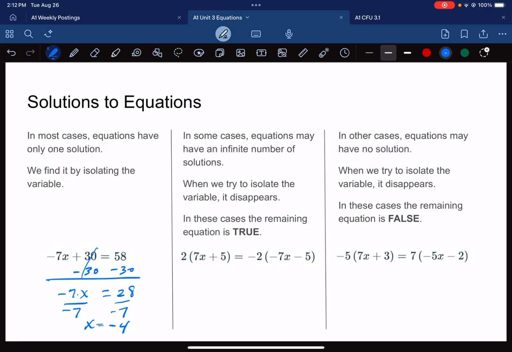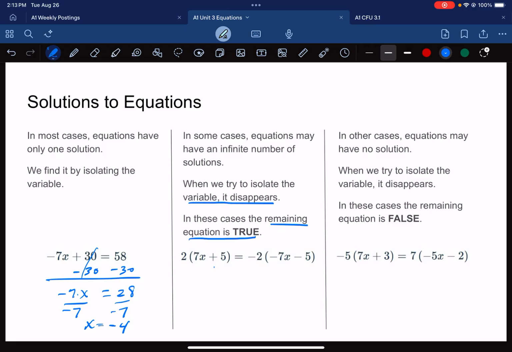Some cases, though, an equation may have an infinite number of solutions. So when we try to isolate the variable, it disappears. So in these cases, if the remaining equation is true, then you get infinitely many solutions. So once your variable disappears, the remaining equation must be true for there to be infinite solutions.